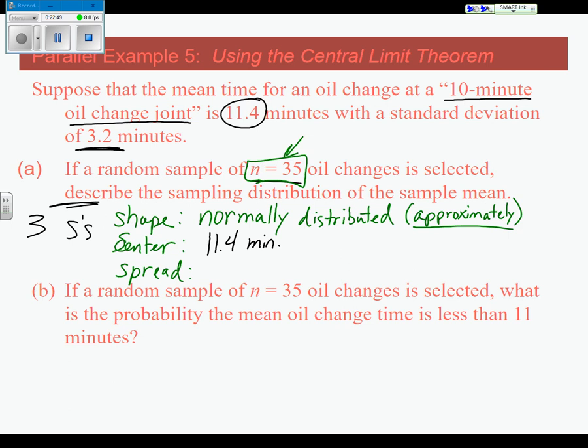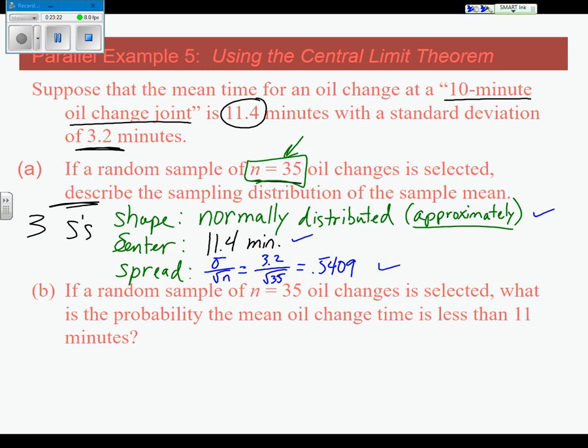I've got to use my standard deviation formula, the one that said sigma over the square root of n. So it's going to be 3.2 over the square root of 35. Now you can pause the video and make sure you're good with that. I have already worked it in my notes, and I got 0.5409.